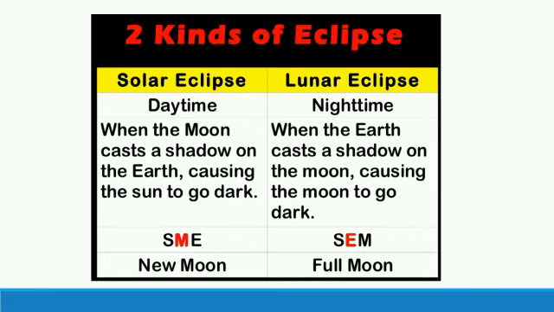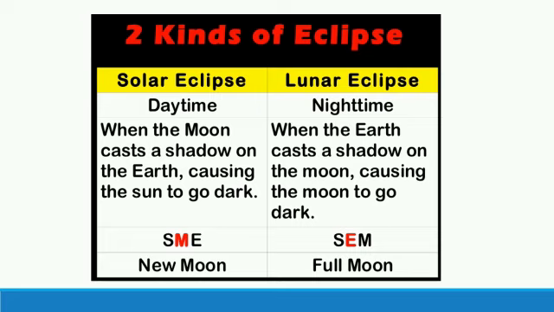A solar eclipse will occur when the moon casts a shadow on the earth, causing the sun to go dark. It means the moon is blocking the sun. Here you can see S, M, E: S is there and in the middle M is there. M means moon, when the moon comes in between sun and earth.